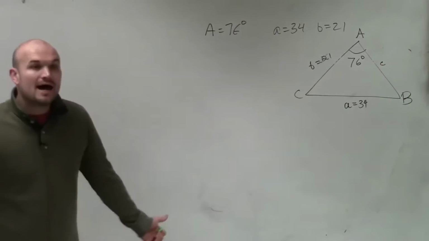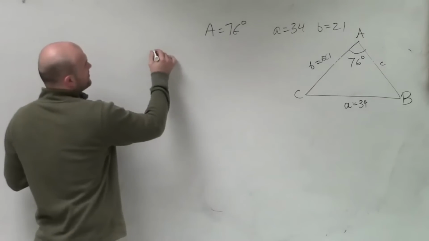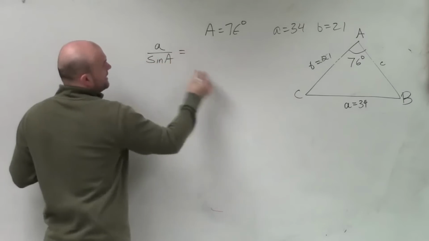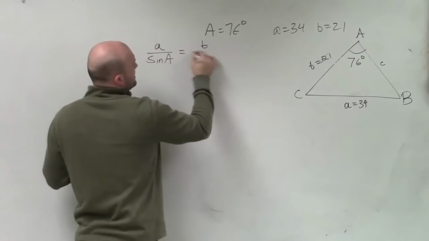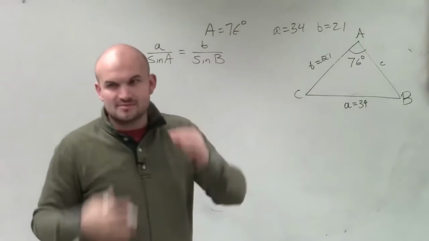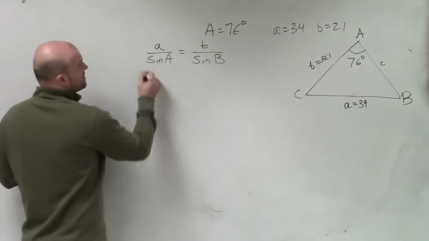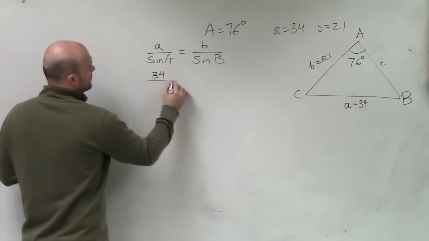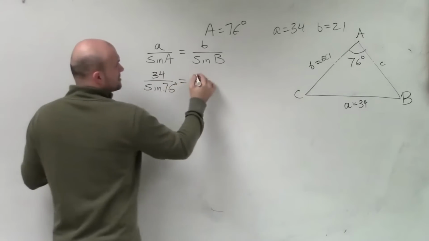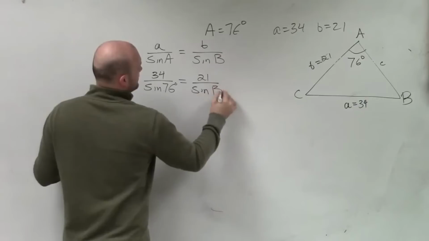OK, so now by applying the law of sines, I can create my lovely ratio. Remember the law of sines: a over sine of A equals, now I'm going to use the ratio with B, so b over sine of B. It doesn't matter how you write your ratio, which one is above. It's just a comparison. So in this case, I have 34 over the sine of 76 degrees equals 21 over the sine of B.